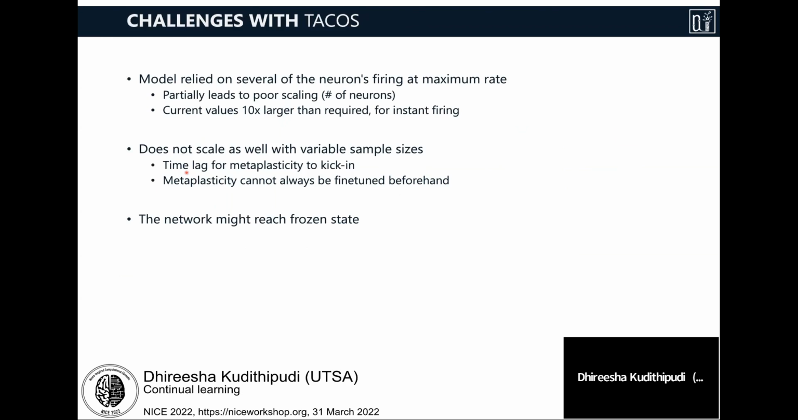There are some challenges with TACOS. It's phenomenal in terms of being able to achieve this in a single epoch, but it does not scale well with variable sample sizes because there's a time lag in when metaplasticity kicks in. And we cannot always fine-tune metaplasticity beforehand. And in some cases, this could result in the network being in a frozen state.